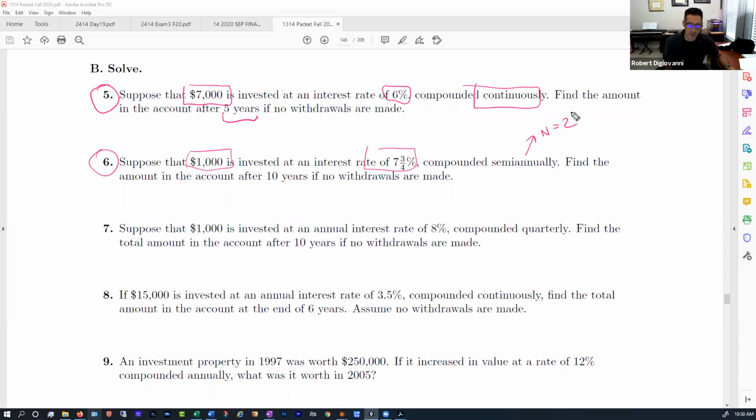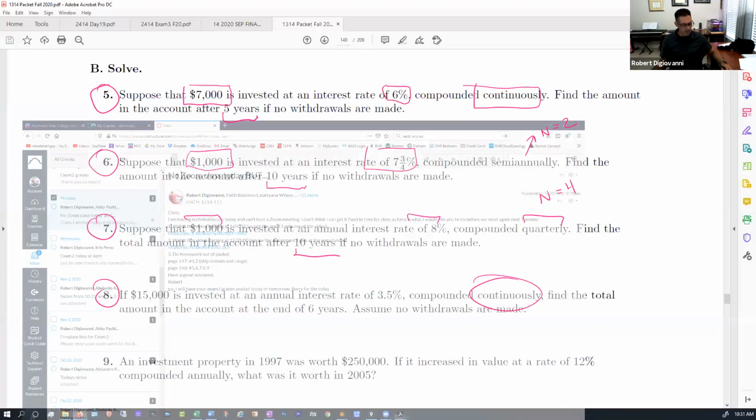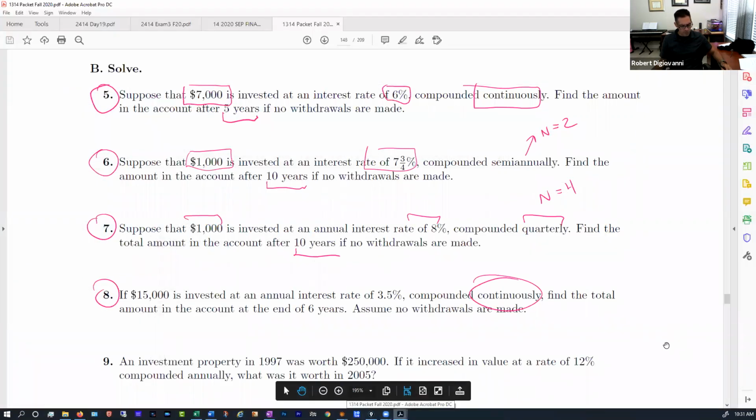So now you're not using the PERT formula, right? And they give you the number of years. The next one, 1,000 invested, 8% quarterly. So n would be 4. They give you 10 years. And the last one is continuously. So you use the PERT formula. It was 9 also. Yeah, you know what? Let's skip 9 for now. We're not quite ready for 9.